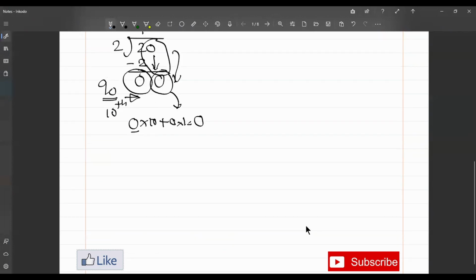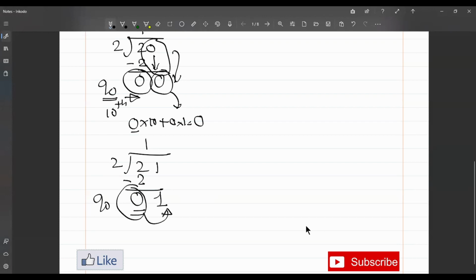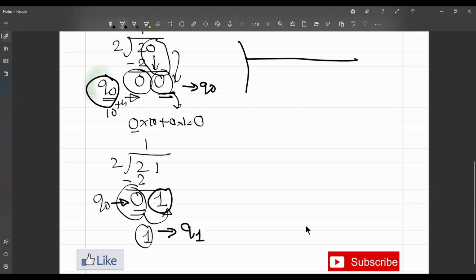Now consider the second number as 21. Now again divide it by 2. So what we are getting? Current remainder as 0 with the next bit as 1. So the current remainder is nothing but Q0, and with the next bit as 1 it is generating the number 1 with the remainder 1. So Q0 with the current bit as 0 with the next bit as 0 is going to the Q0 state. Now Q0 as the current state with the next bit as 1 is going to the state which is called the Q1 state.